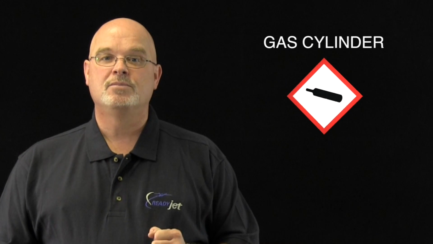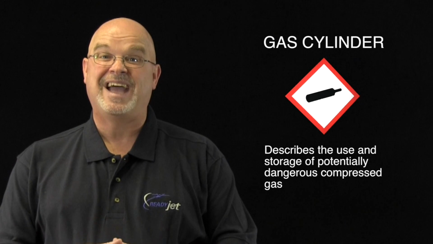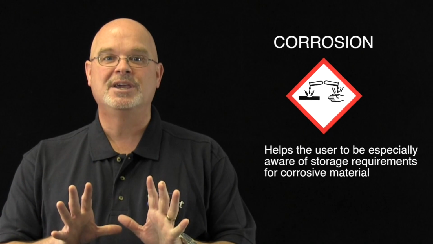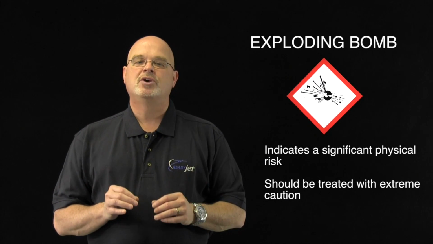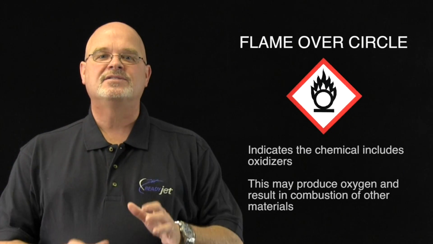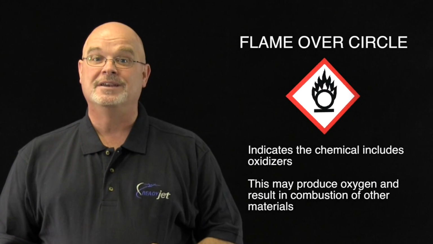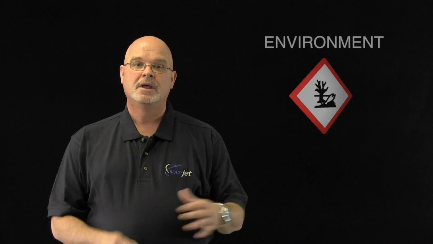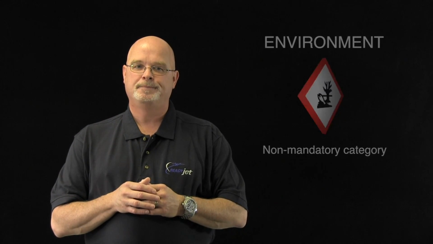The gas cylinder symbol describes the use and storage of potentially dangerous compressed gas. The corrosion symbol prompts the user to be especially aware of storage requirements. The exploding bomb indicates a significant physical risk and should be treated with extreme caution. The flame over circle symbol indicates the chemical includes oxidizers that produce oxygen that may result in combustion of other materials. The environment symbol is included in the non-mandatory category.